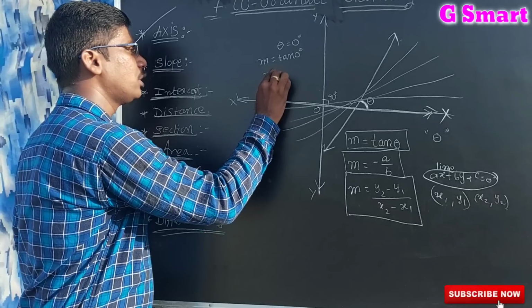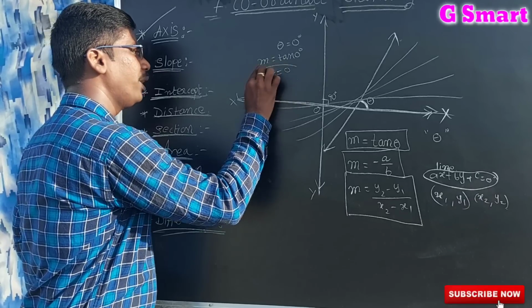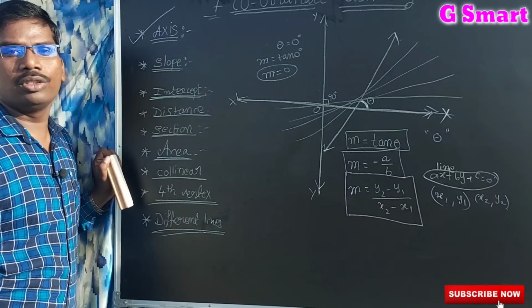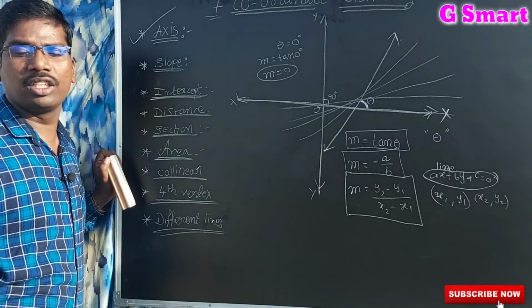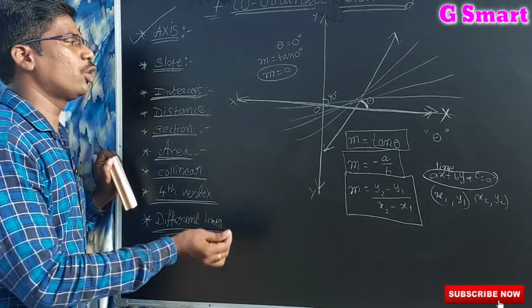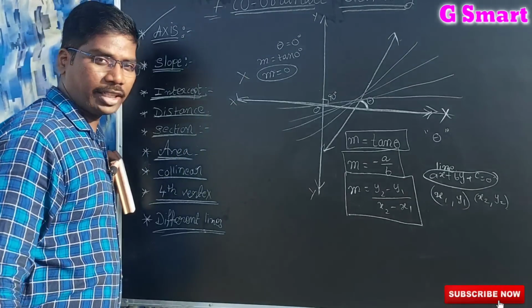So m is equal to 0. m is equal to 0 means the slope of that line is 0. So again, the slope of the x-axis is 0, because that line is coincident with the x-axis. Most very important: the slope of the x-axis is 0.